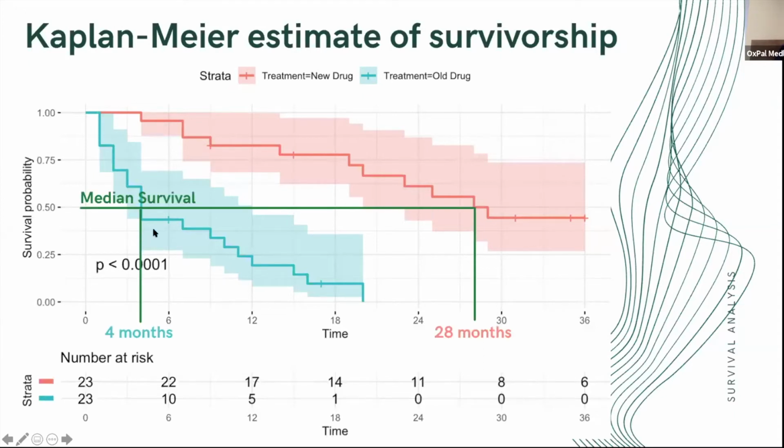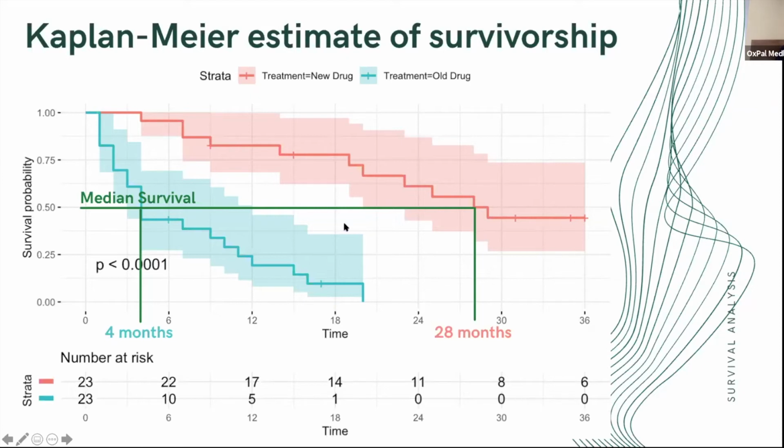But we can also look at median survival. Median survival is the time when 50% of the population within that group survives. That median survival time is 4 months for the old drug, and for the new drug, it's 28 months. So it's a very big difference in terms of median survival, meaning those undergoing treatment using this old drug had 4 months median survival, whereas the others had much longer, 7 times that.